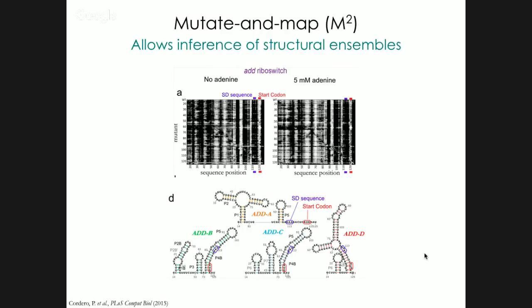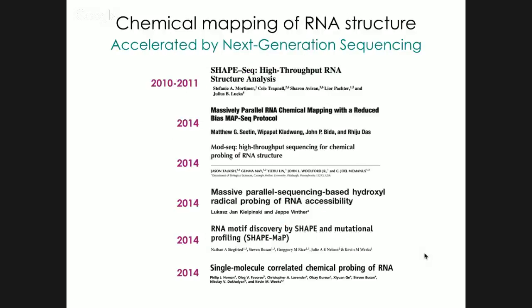We'd love to have a way to carry out the mutate and map protocol in a single reaction and to be able to probe native RNAs. So fortunately, over the last half-decade or so, revolutions in next-generation sequencing have allowed various labs, including ours, to start making chemical mapping even more highly parallel.